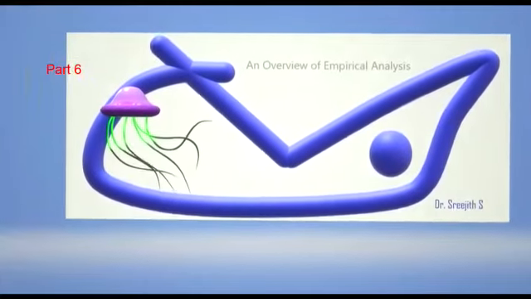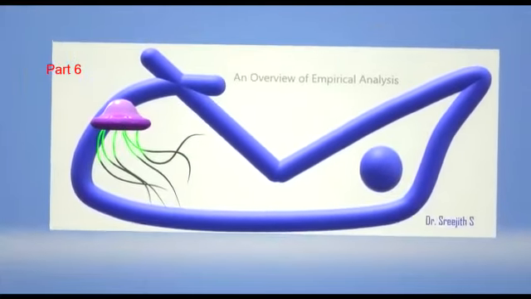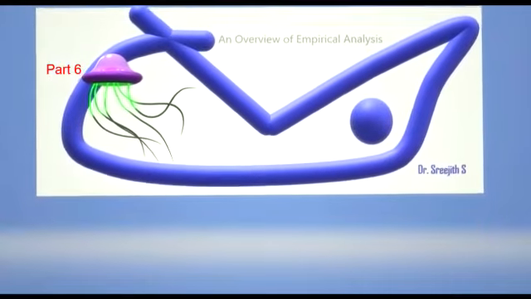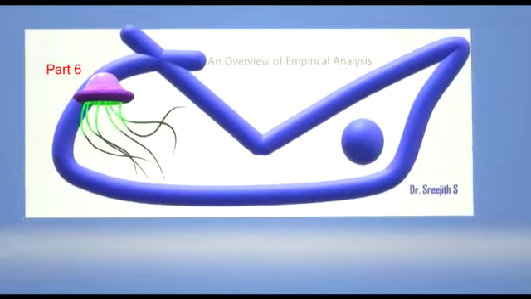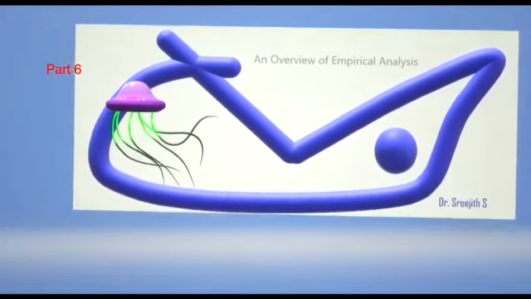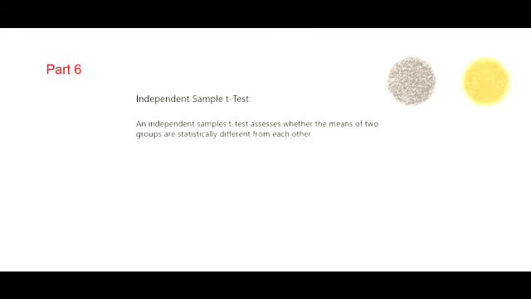Bivariate statistics with categorical variables. In this part, we will discuss three types of bivariate statistics. Independent sample t-test. An independent sample t-test assesses whether the means of two groups are statistically different from each other.